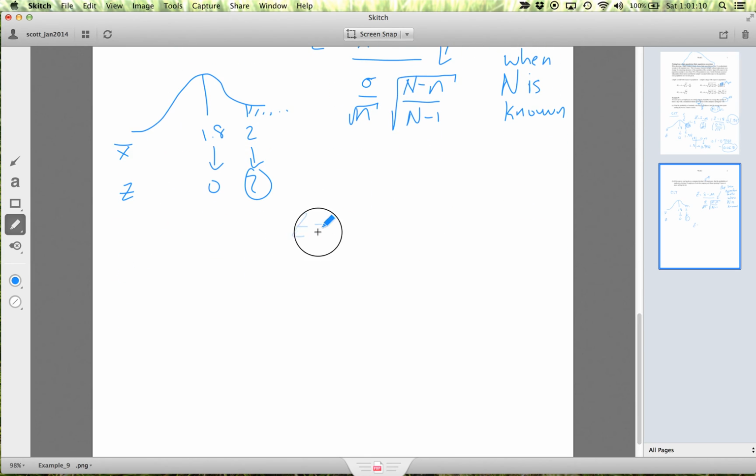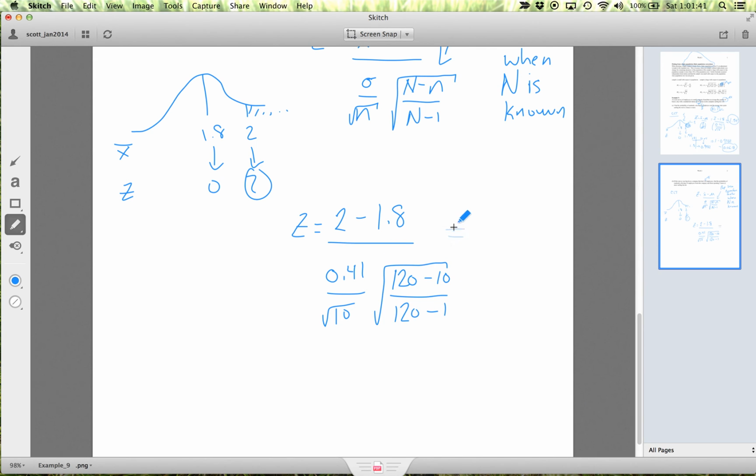Here we're going to have our x bar, which is 2, subtract the middle, which is 1.8, over top of our standard deviation, which is 0.41 over top of root 10. And now we put in our correction factor here. Large N was 120 people, subtract our sample size, which is 10, over our population size subtract 1, and this is square root in the bottom here. When we do this, we get our Z value to be approximately 1.60. So we now know this value to be 1.60.